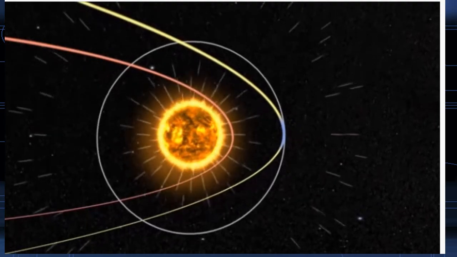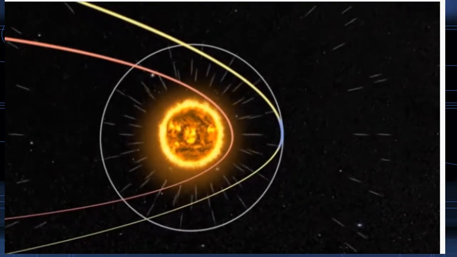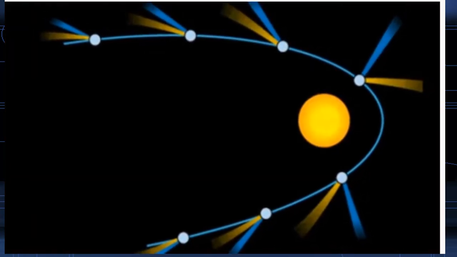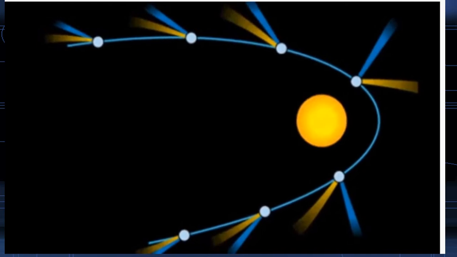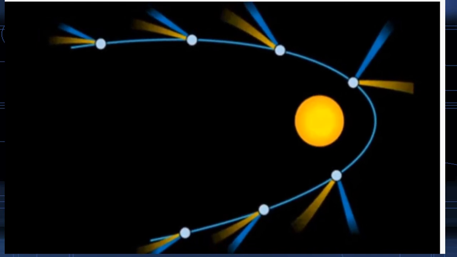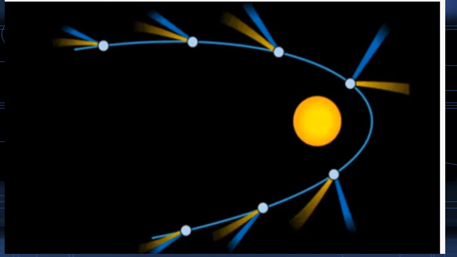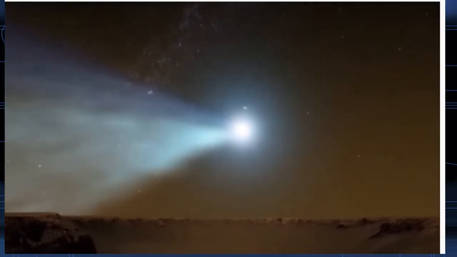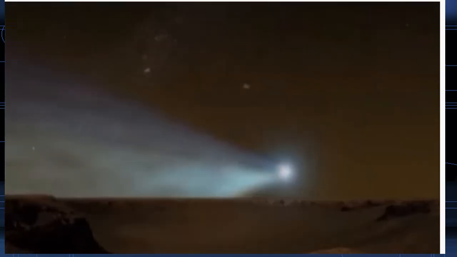The gas tail is blown directly away from the sun by the solar wind. No matter which way the comet is traveling, this gas tail will be pointing away from the sun. The second tail is made of the dust released by the comet. The dust tail usually points back along the comet's path. A comet's tail may stretch as far as 6 million miles or 10 million kilometers long.